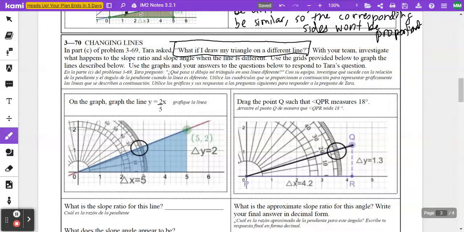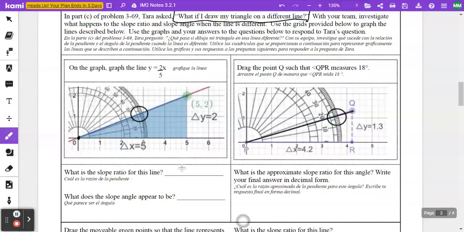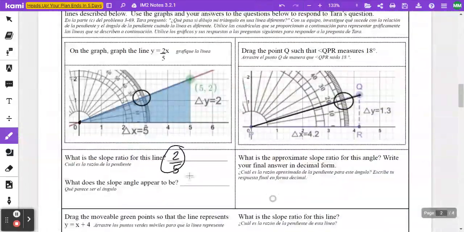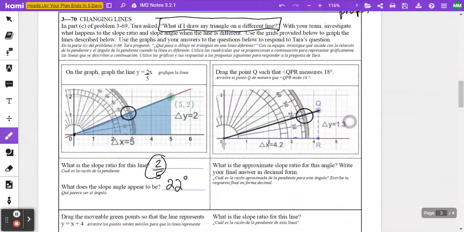Okay, let's check out the graph of the line y equals 2/5 x. So that has a y-intercept of (0, 0), and the slope is over 5, up 2, which is drawn right here. What is the slope ratio for this line? Well, it's 2/5, change in y over change in x. And what is that angle? Let's see. It looks like the angle is about 22 degrees. So far, it looks like if you change the line, maybe you change the angle, but let's see.